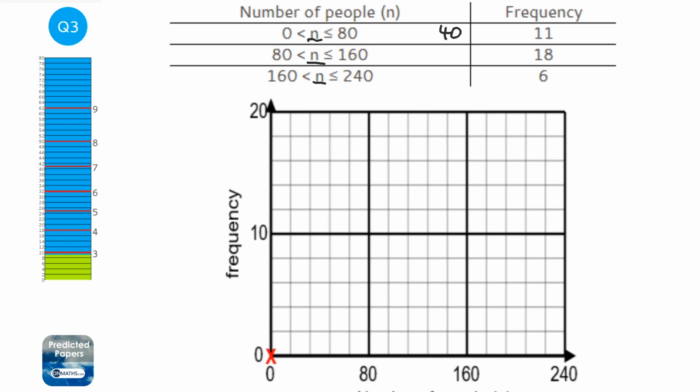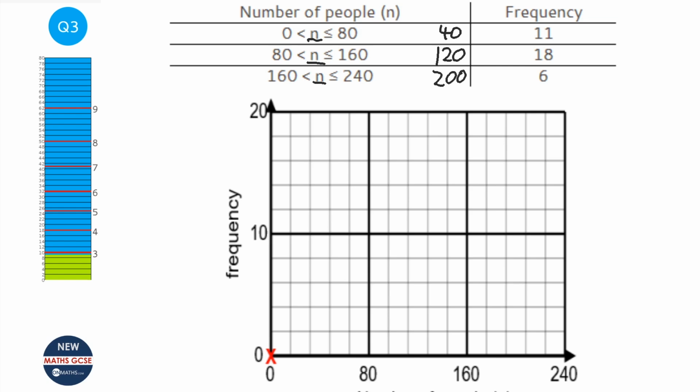To do it a different way, you could add the two values together and halve it, and that works just as well. So 80 plus 160 is 240, and then halved it would be 120. 160 plus 240 is going to be 400, halved is 200. Okay, so we're going to plot these at 40, 120, and 200.